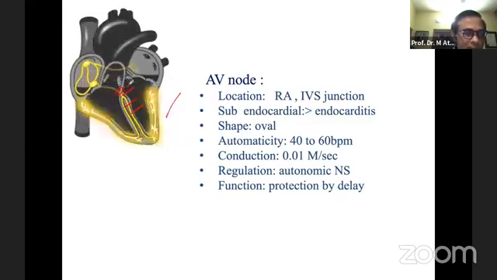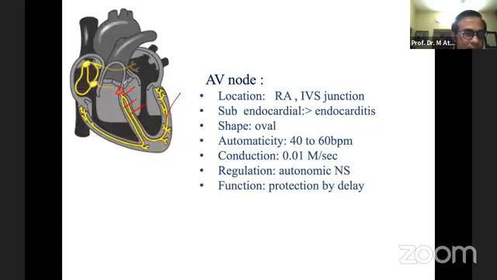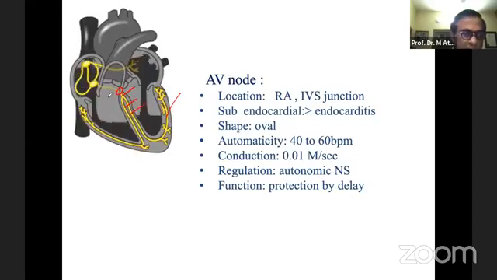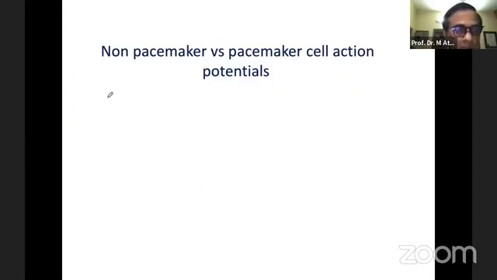The AV node is essential for maintaining the physiology, that is atrioventricular synchrony. The very, very important physiology of the heart, that is atrioventricular synchrony.